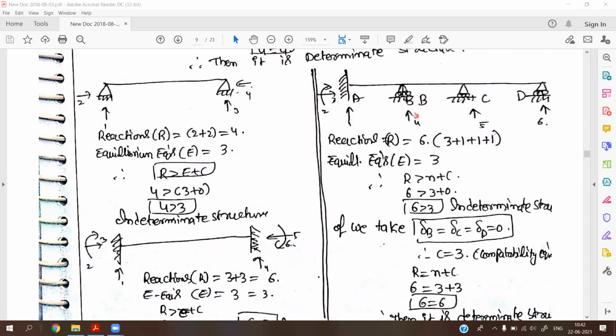So 1 plus 1 plus 1, three reactions at the fixed support. So in total we have 6 reactions and 3 equilibrium equations. Therefore the 6 reactions are more, so this is also an indeterminate structure.